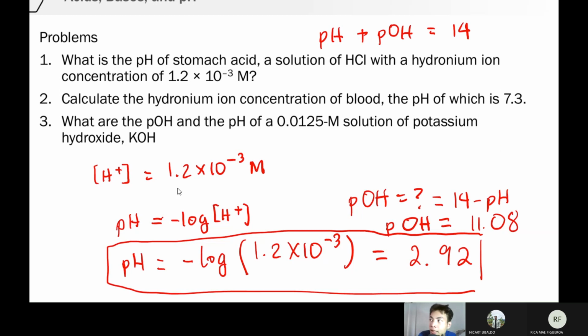Paano yan? Ang alam natin, from concentration to pH, we can use this equation. Diba? So, from concentration, pwede natin siyang gawing pH. Ang question number 2, from pH, gagawin mong concentration. Paano yun? Okay, so ganito lang.